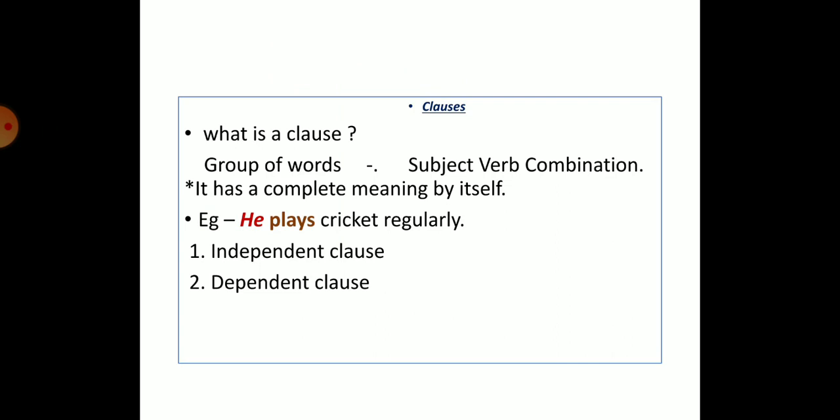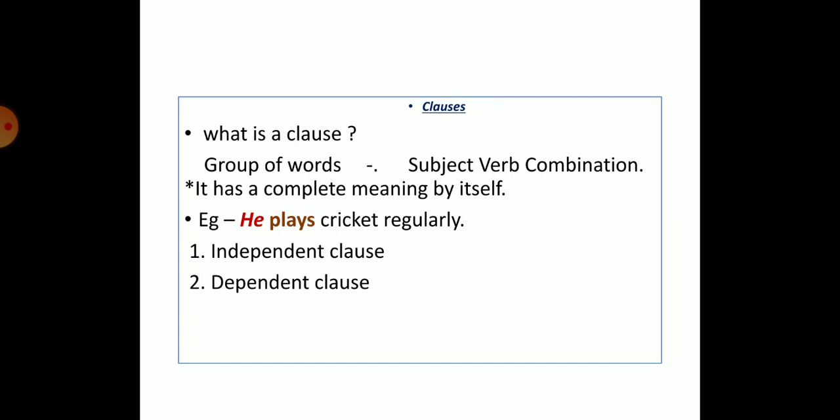For example, he plays cricket regularly. Now, is this a clause? For that, we will check whether this satisfies all the three conditions we just discussed. Is it a group of words? Yes, it is. Here, he is the subject, plays is the verb, so it has a subject verb combination. And the whole sentence, he plays cricket regularly, makes a complete meaning by itself. Hence, we can say it is a clause.